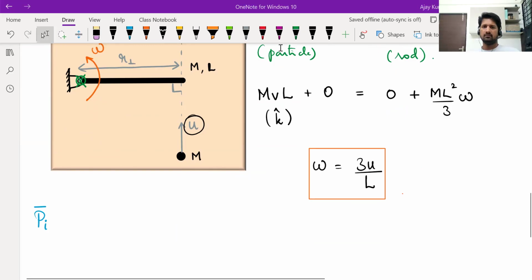Pawan, can you tell? I know you just joined, but I hope you understood the situation, what is happening here. The particle goes and strikes the rod. What happens is what we are discussing.